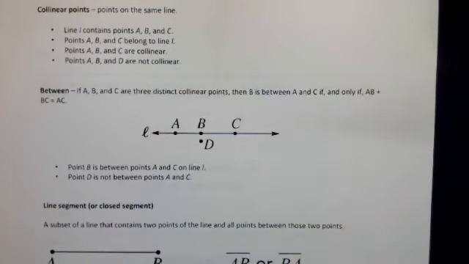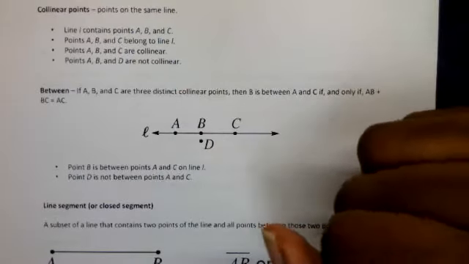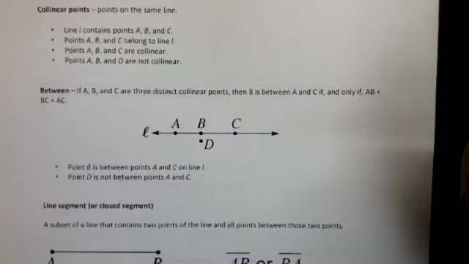So point B is between points A and C on line l, and point D is not between points A and C. The reason for that is here D is not one of those distinct collinear points.